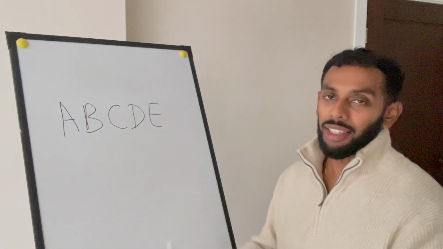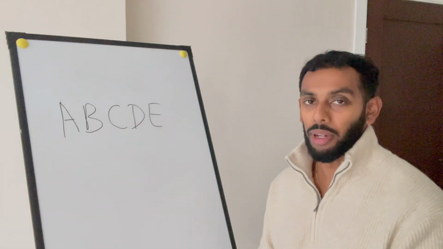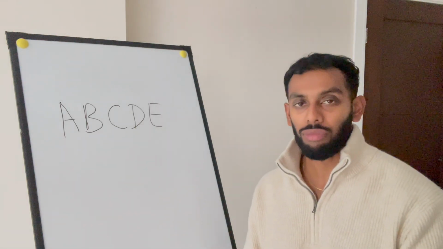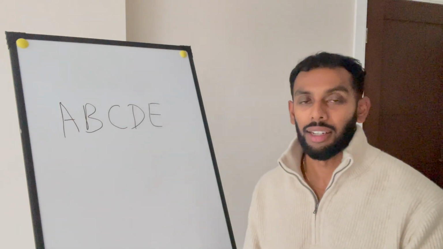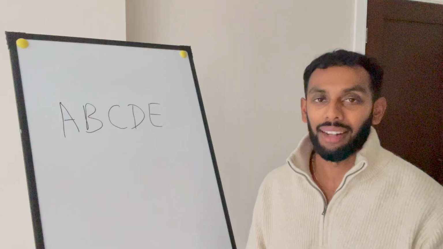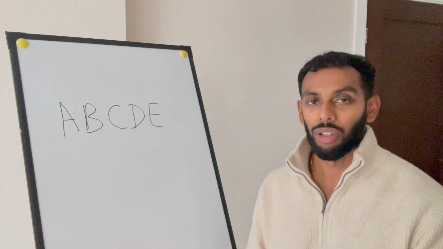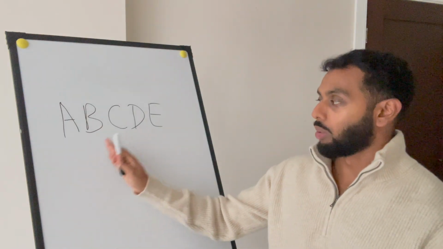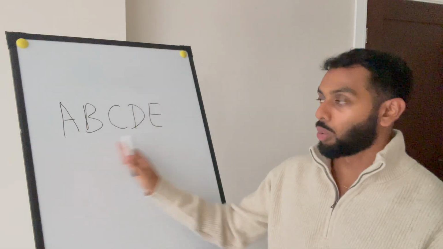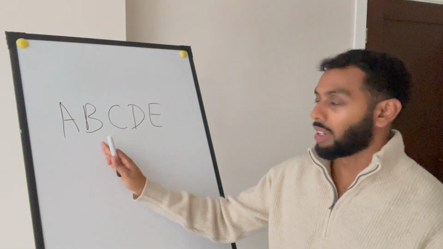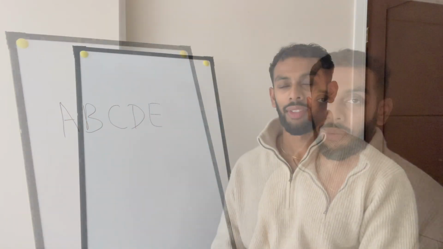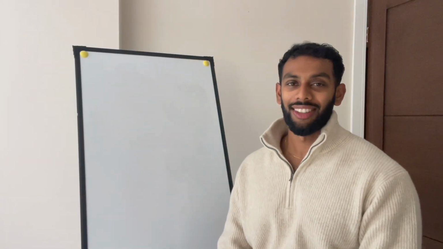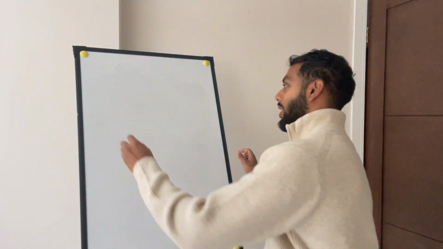So with ABCDE, are we trying to diagnose the patient? No, we're not. The reason we do ABCDE is to identify any life-threatening problems, okay? We go one by one in this order. You do not go to the next one until you've stabilized the one before. So the first one is A. A is airway.